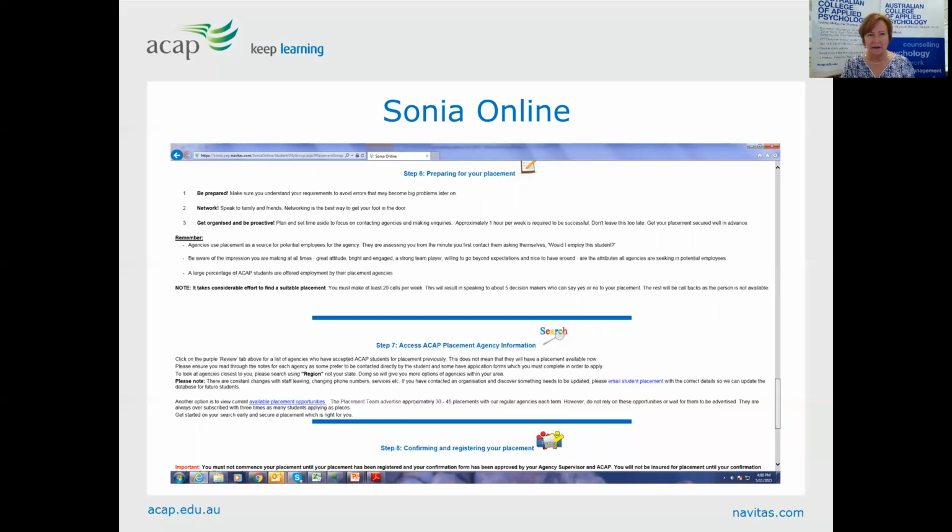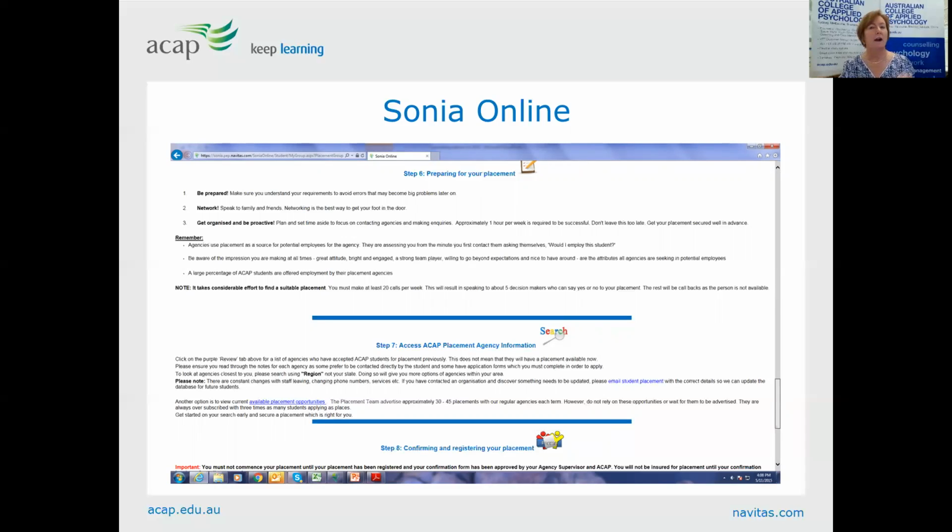Then after you've done everything else, you will get to step 7, which is where you can access the ACAP placement agency information. That's a big database. There's well over 600 agencies on there. One thing I do need you to know is that when you get to that, there's information there that you need to read carefully.